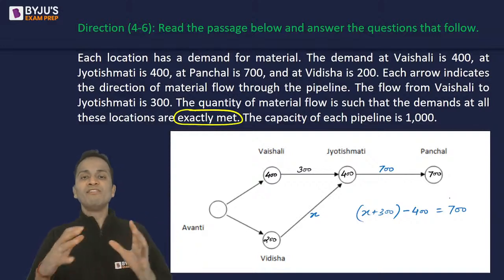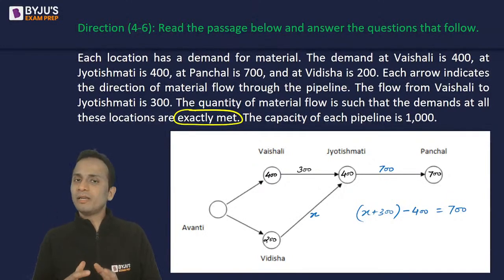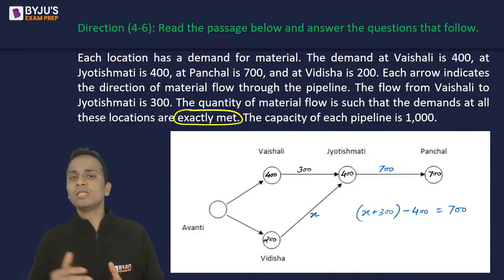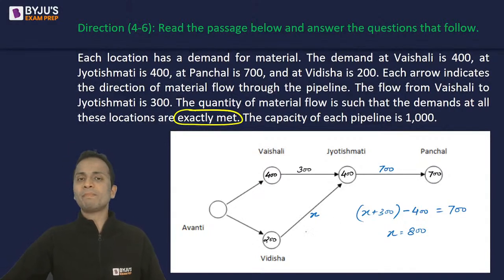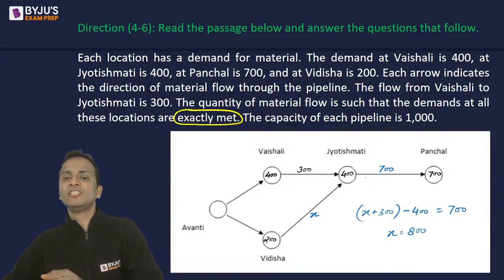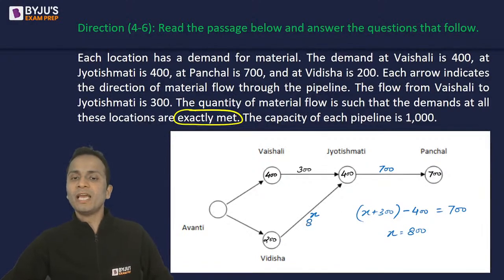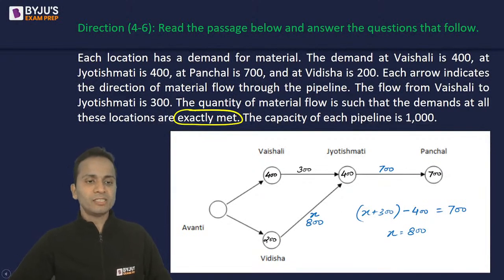So जितना inflow हुआ minus the demand will be equal to the outflow, right? So X plus 300 minus 400 is equal to 700. So the value of X comes out to be 1100 minus 300, that is 800. Okay, so the flow in the pipeline connecting Vidisha and Jyotishmati has to be 800, right? So 800 is the flow in this case, right?